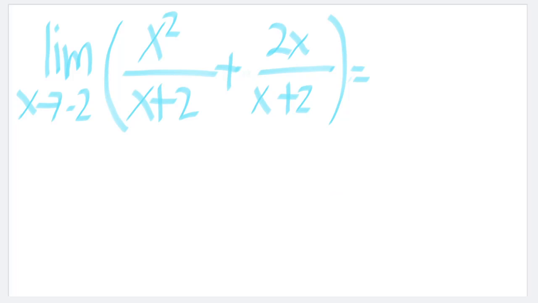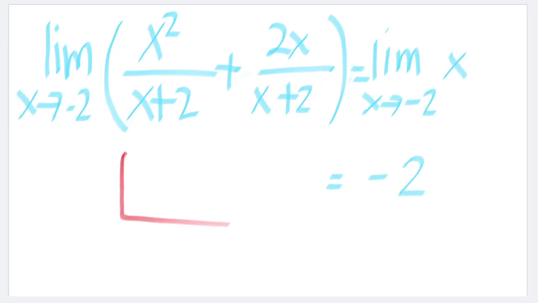Okay. So this limit x squared over x plus 2 plus 2x all over x plus 2 as x approaches negative 2 is just equal to the limit of x as x approaches negative 2. And that would be equal to negative 2.